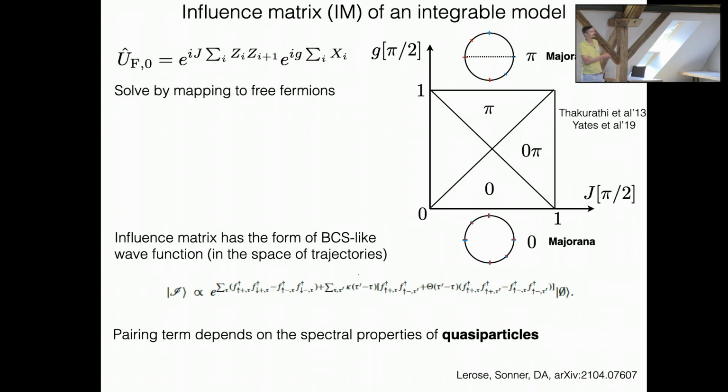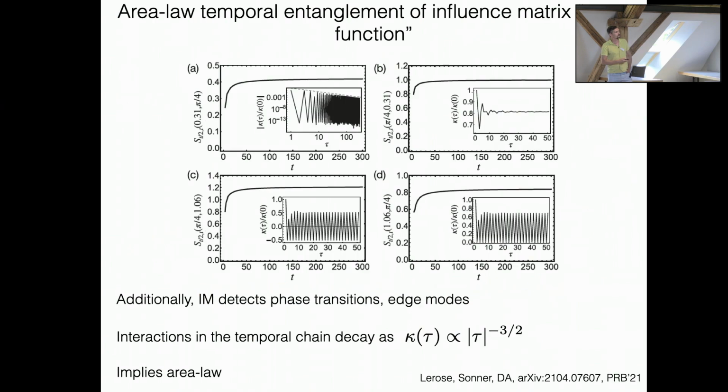In all cases, with a bit of work, you can find the influence matrix and show that it has the form of a BCS-like wave function in the time domain. This now starts looking similar to the bath of bosons, except now it is free fermions. The pairing in this BCS wave function is parameterized by a function, so you can relate it to the quasi-particle properties in your model.